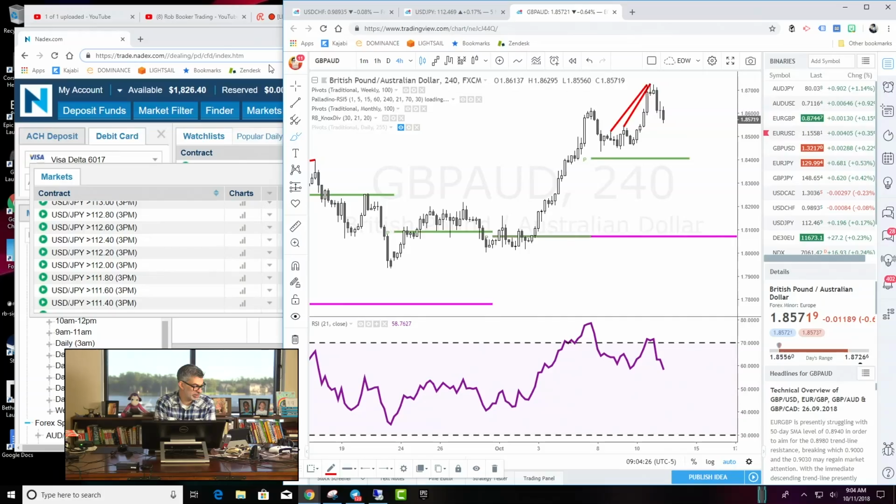Like the British pound Australian dollar. I'm short the British pound Australian dollar right now. And you can see here it's just been rising, rising, rising. And I bought it really early on.